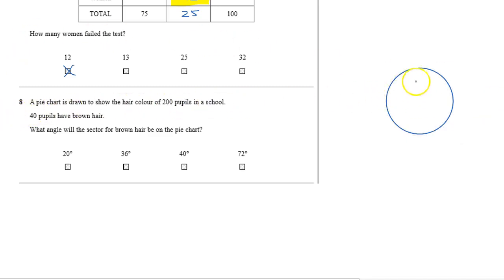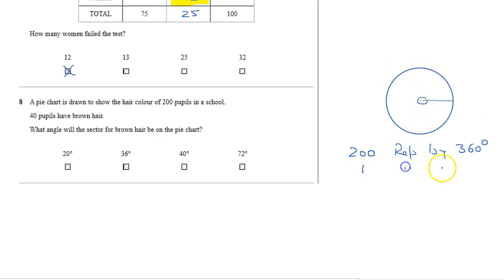So these are 200 people. Then brown hair, there are 40 people. We know that in a pie chart, the total we have to represent in 360 degrees. So 200 are represented by 360 degrees. We have to put 200 here.